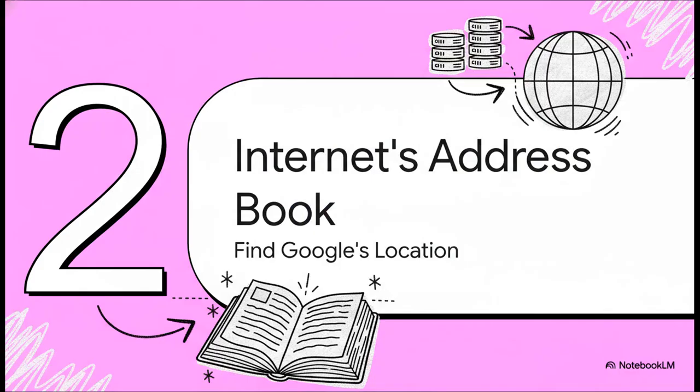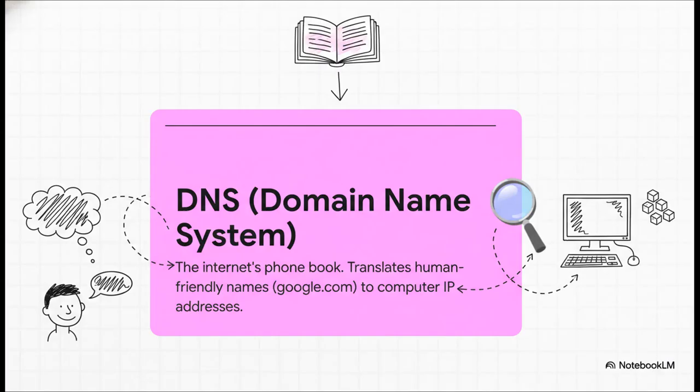But what if it's your first time visiting? Or maybe it's just been a while and the address isn't in that cache anymore. Well, now your browser has to go find Google's actual digital location out on the vast, sprawling internet. To do that, it needs to consult the internet's master address book. And that giant address book is called the DNS, the Domain Name System.